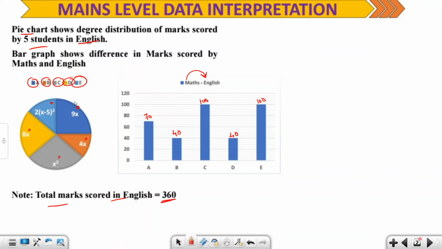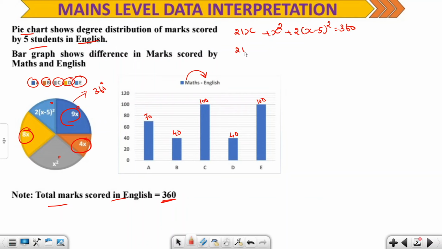So we already know a circle means the maximum degree is 360 degrees. That means if I add all those numbers, 9x plus 4x plus x square plus 8x plus 2 into (x minus 5) whole square, you should get 360. Now I'll add it. 9x plus 4x plus 8x is 21x, plus x square plus 2 into (x minus 5) whole square is equal to 360.